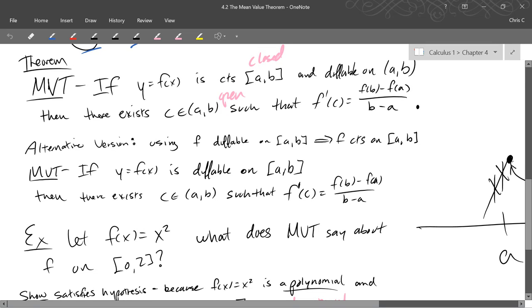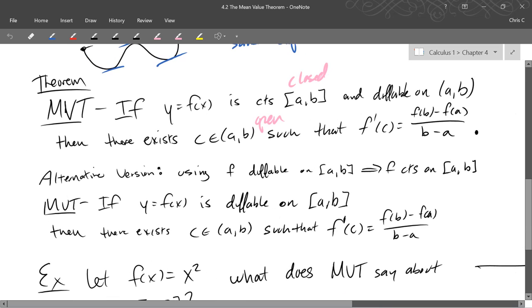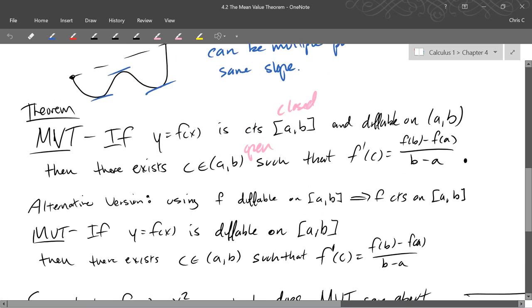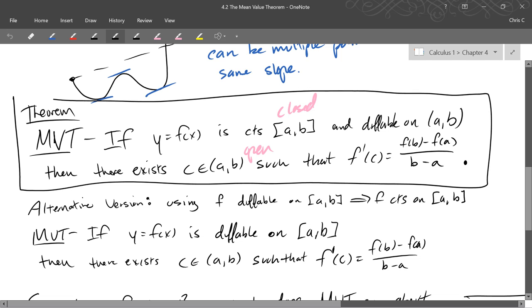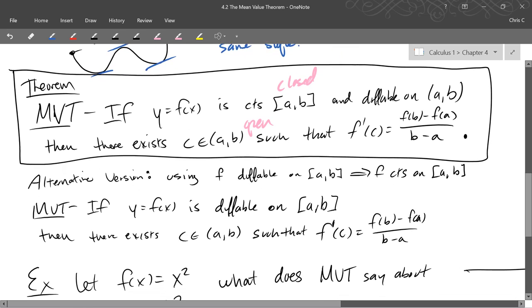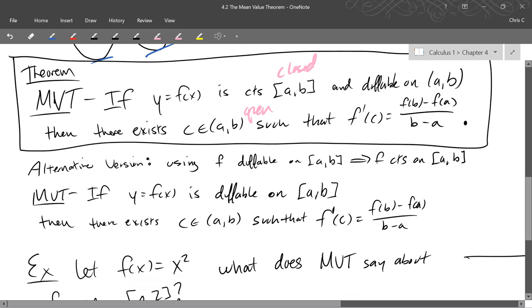So I showed you the mean value theorem yesterday. Here's the official theorem. I'll put a box around it. Most of the time, you can use a slightly shorter version, where I talked about that yesterday. You show you're differentiable on the whole interval.